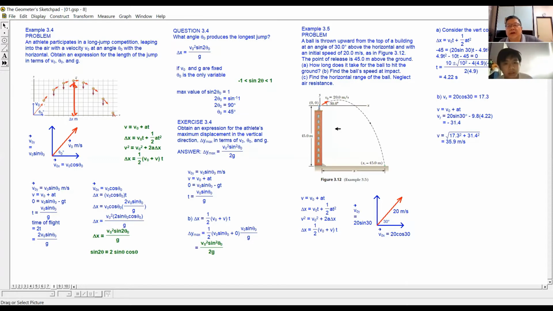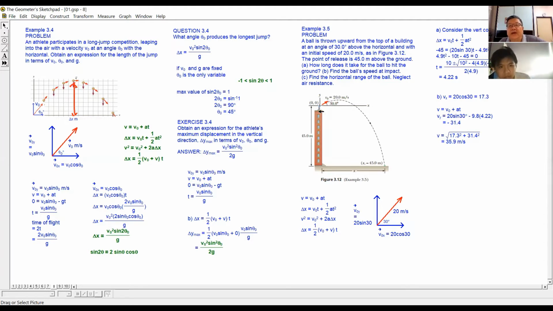So there are two things given: the initial velocity of projection and the angle of projection. That's all that is given. Another thing is the height above the ground, 45 meters.